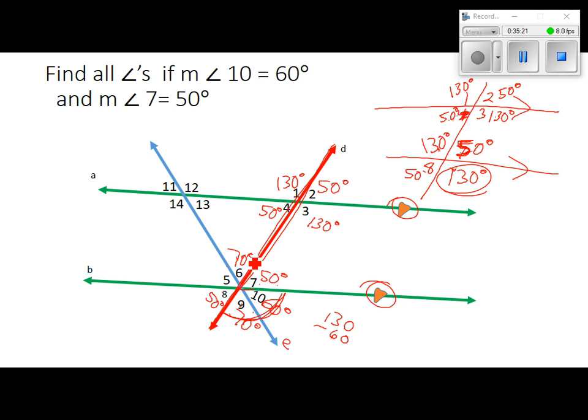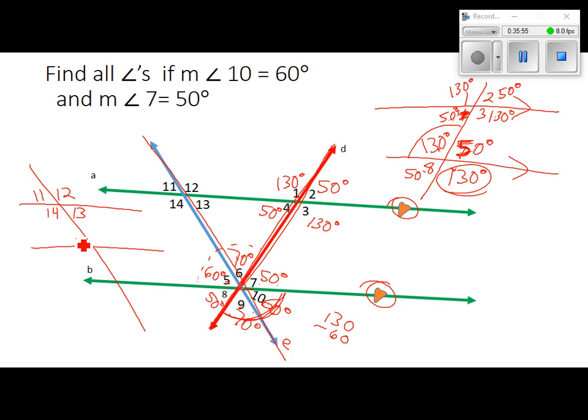And again, we know this whole angle is this whole angle, which is 130. So that means this angle has to be 60 degrees, and that should work out here because these are vertical angles. So we know all that information. Now what we do, we take the two parallel lines. Instead of using the red line as the transversal, we use the blue one. We got angle 11, angle 12, angle 14, angle 13.